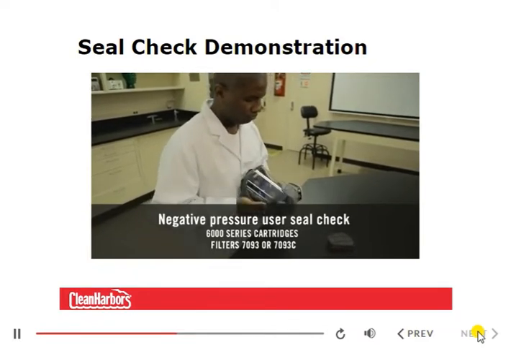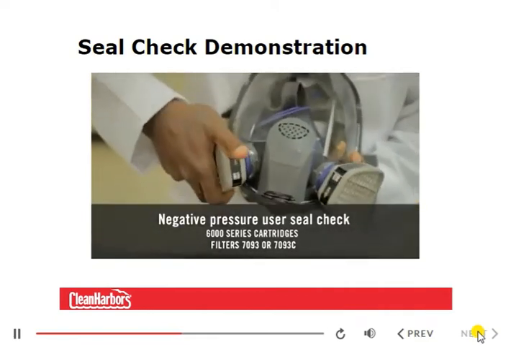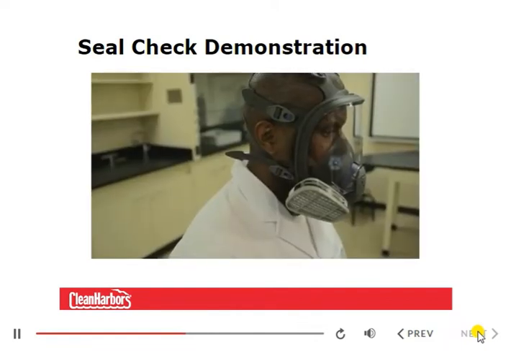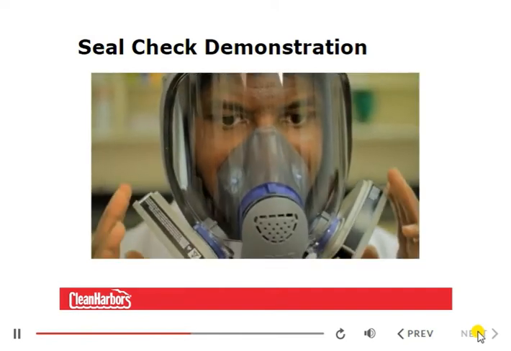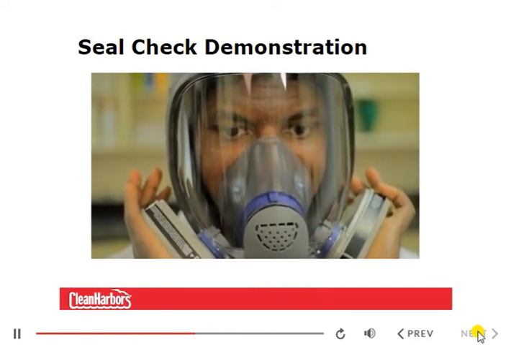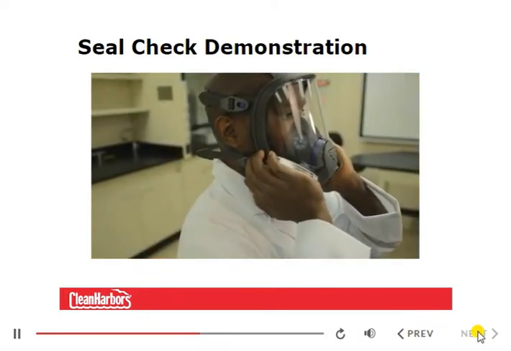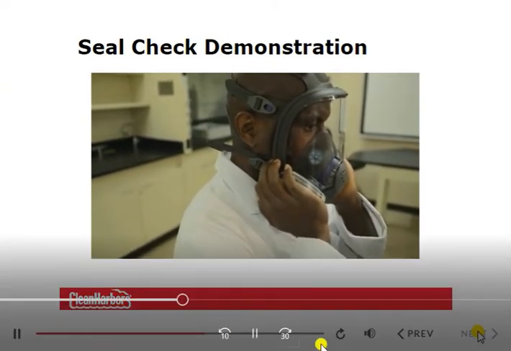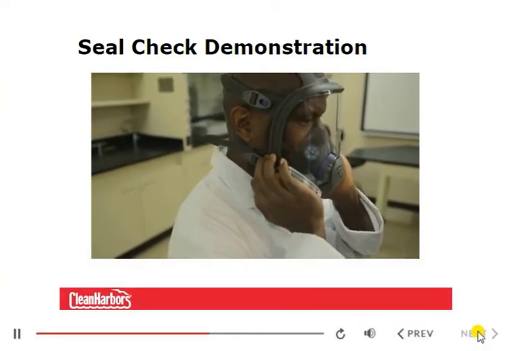Moving on, let's turn now to the negative pressure user seal check, which can be done for additional verification of a good seal for this respirator with the 6000 series cartridges and filters 7093 or 7093C. To perform a negative pressure user seal check with the 6000 series cartridges, place the palms of your hands over the face of the cartridges, combination cartridges, or open area of the 501 filter retainers, and inhale gently. If you feel the facepiece collapse slightly and pull closer to your face with no leaks between your face and the facepiece, a proper seal has been obtained.